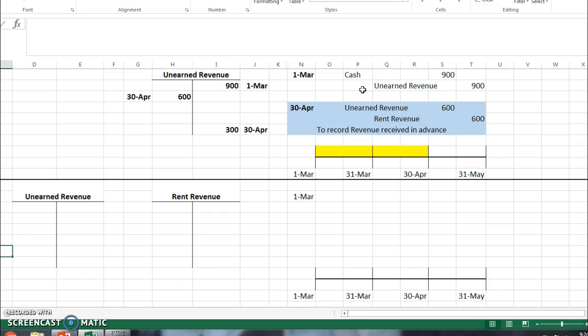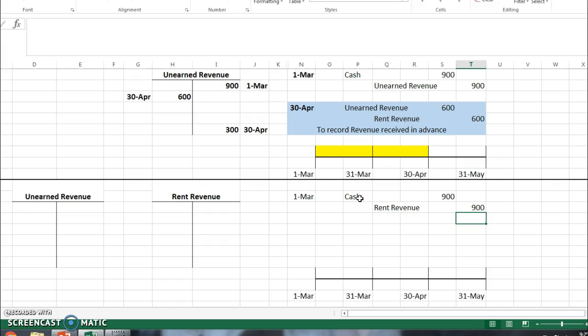revenue. But there's another way to do this particular problem. So if this scenario were to happen in the real world, we can actually handle it in an alternative way. The second possible way we can handle this is to debit cash when we receive the money and credit rent revenue for $900.